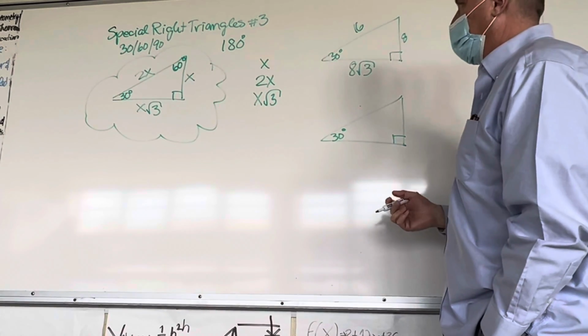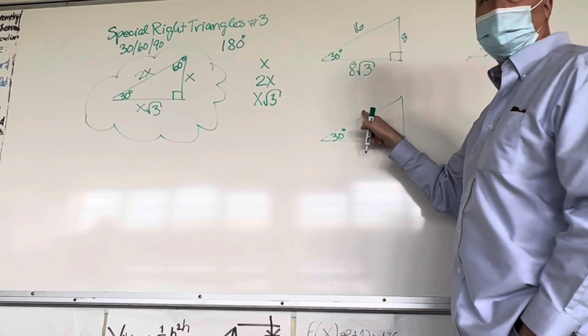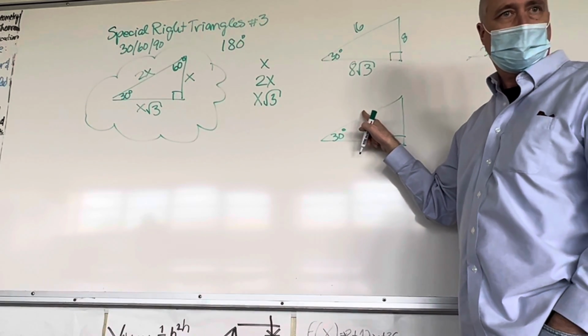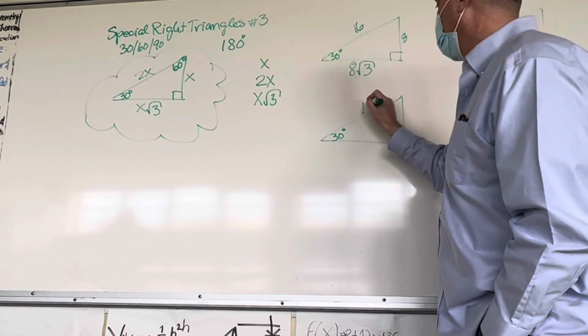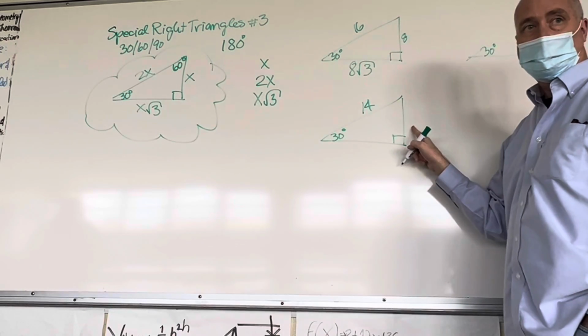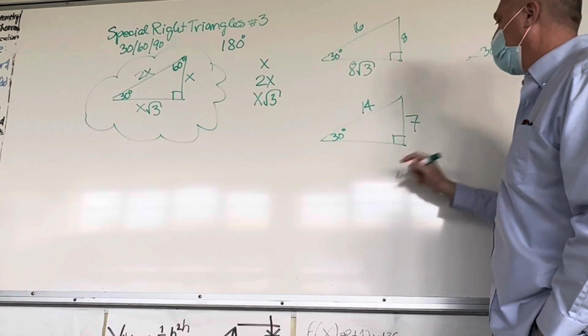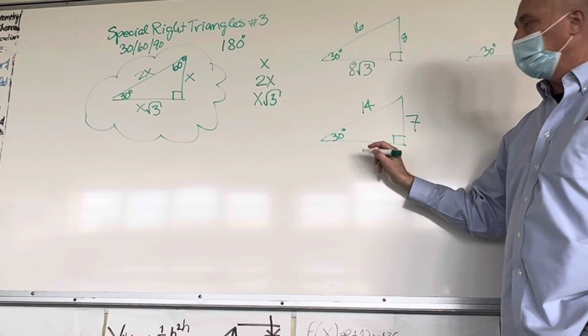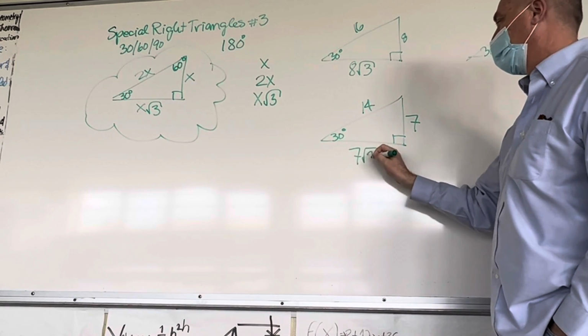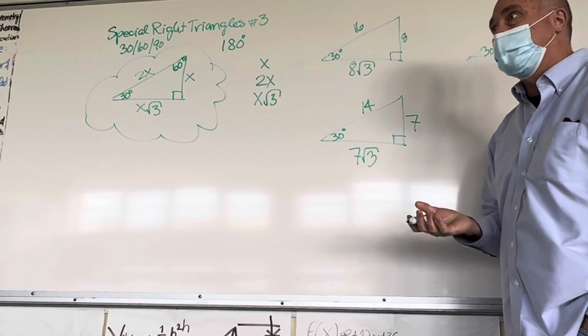So let's go to this side. Name the length of this side. Let's create it. 14. How long is this side? 7. How long is this side? 7 radical 3. Hence the brilliance of this, right?